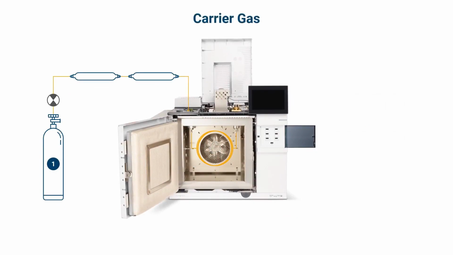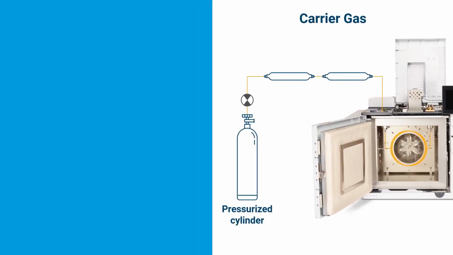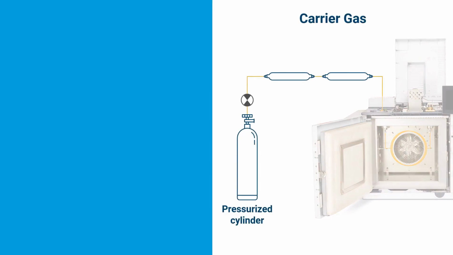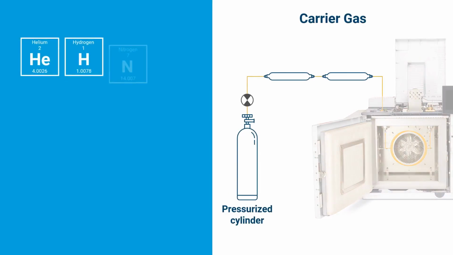Carrier gas. The carrier gas transports the sample from the inlet through the GC column, where it is separated into individual components. This can come from a pressurized cylinder or gas generator. The carrier gas type may be helium, hydrogen, nitrogen, or argon methane.